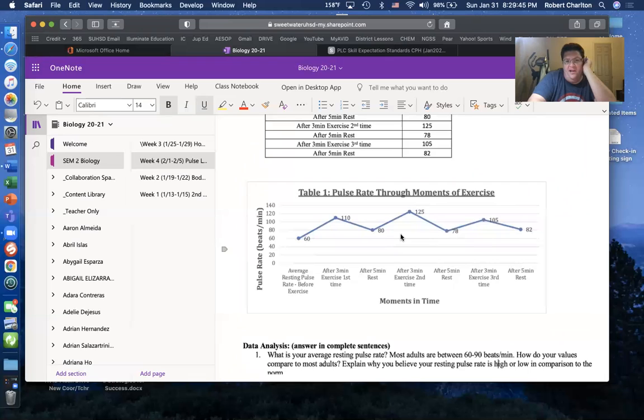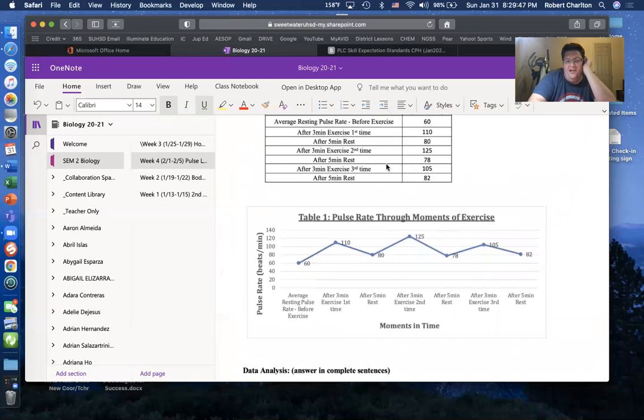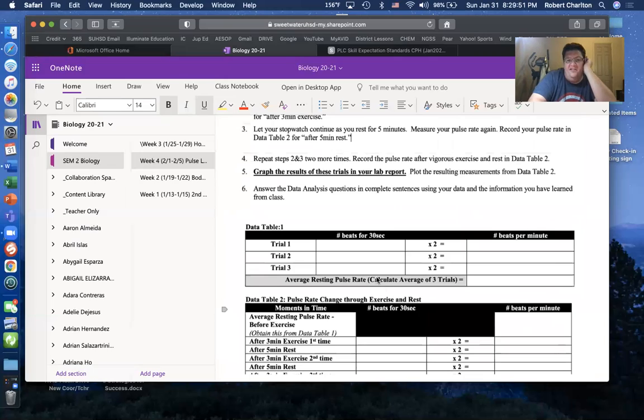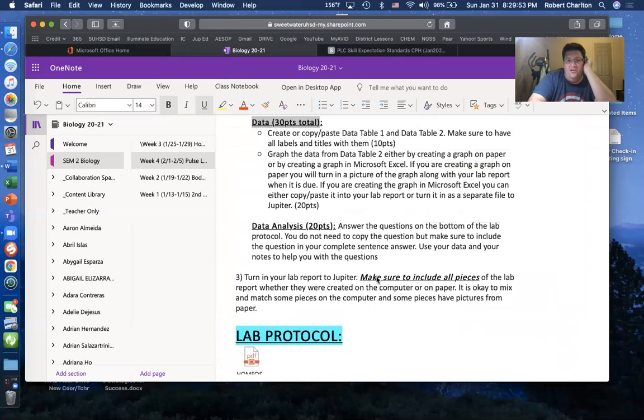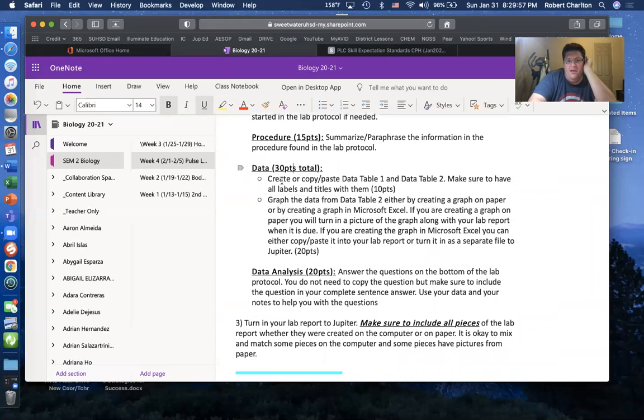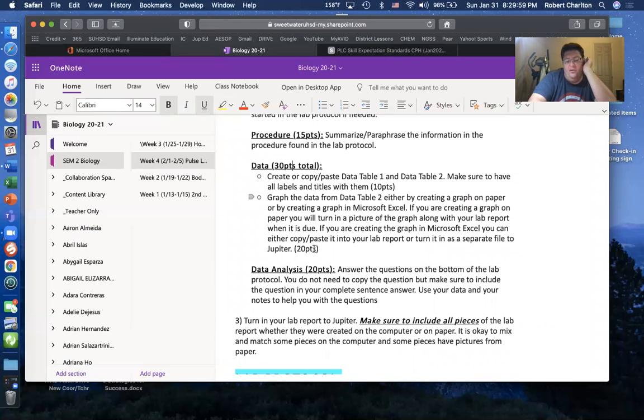Okay, but either way, you've got to take your data and you've got to graph it. That's key. Okay, so filling in the data table and creating the graph is going to be big. Okay, that's 30 points for your data. Okay, 10 points for the table, 20 points for the graph.